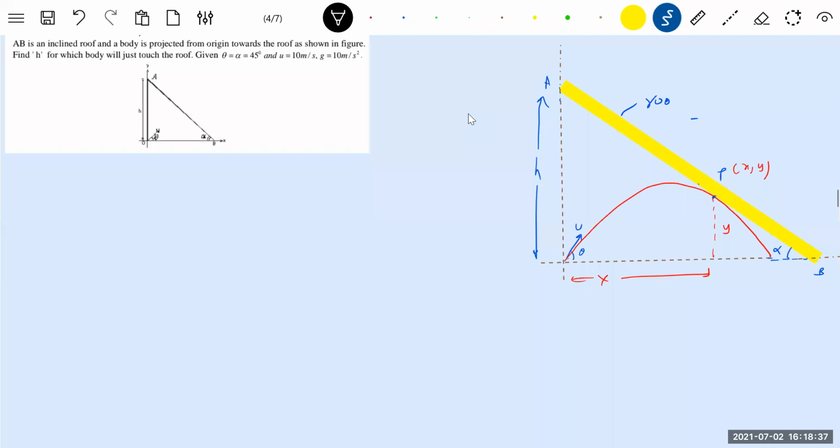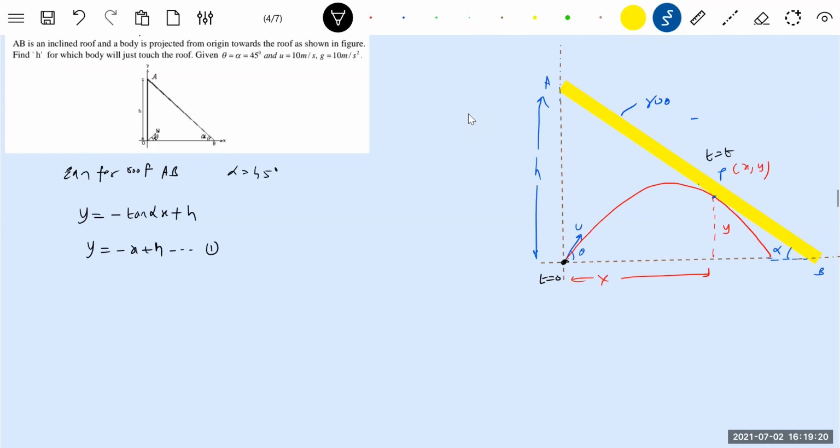At t equals 0, I project it. At any time t, it is here. Shall we write first the equation of that line AB? First we'll go for the equation of line AB. Line or roof? Equation for roof AB. I think now you are all familiar. It's a negative slope. y equal to minus tan alpha x plus h. What is tan alpha? Alpha is 45 degrees, that is given. So therefore this will become minus x plus h.